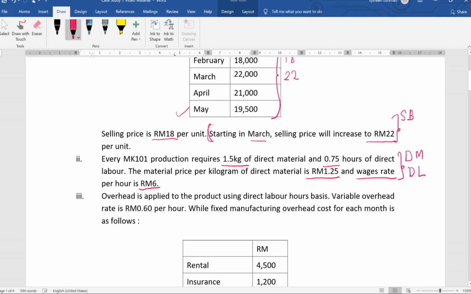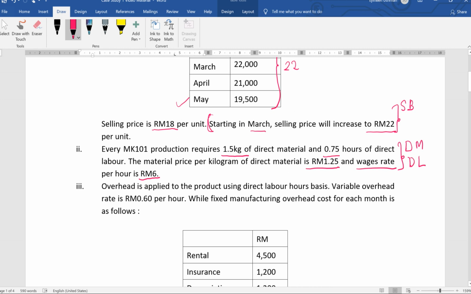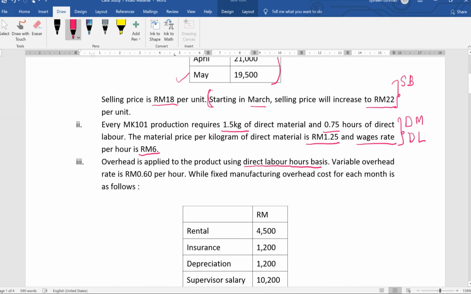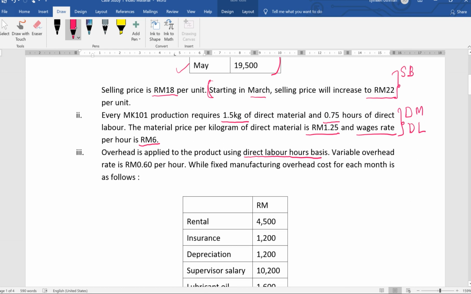Now look at number 3. Overhead is applied to the product using a direct labor hours basis. So this is the basis you're going to use to calculate the variable manufacturing overhead cost. As you can see here, the variable overhead rate is 60 sen per hour. You're only given one variable overhead, so that should be easy because you're going to multiply 60 cents according to the direct labor hour basis given.